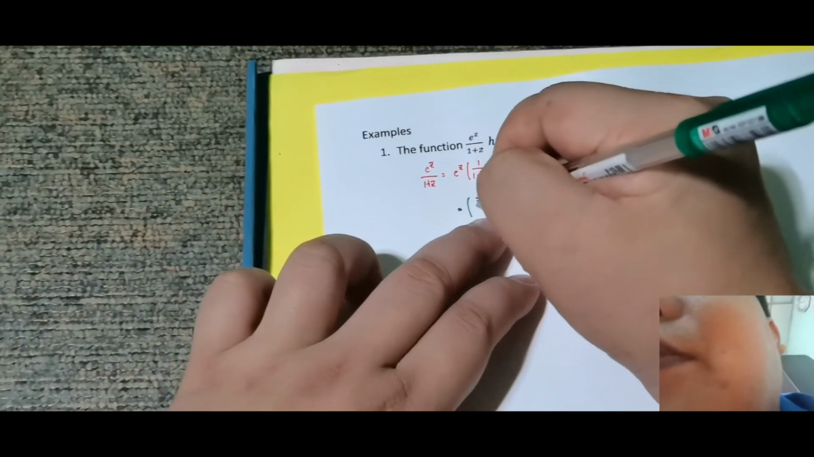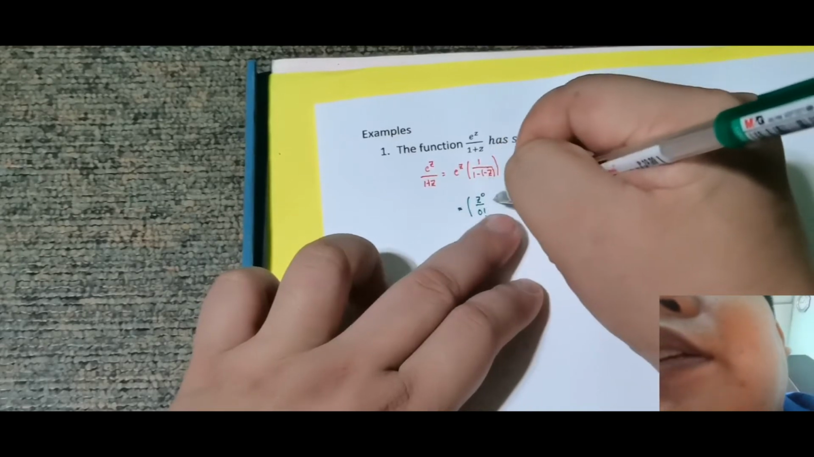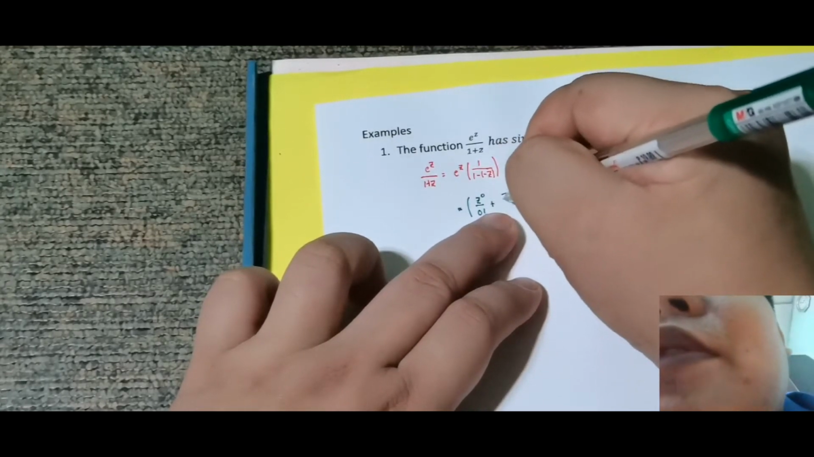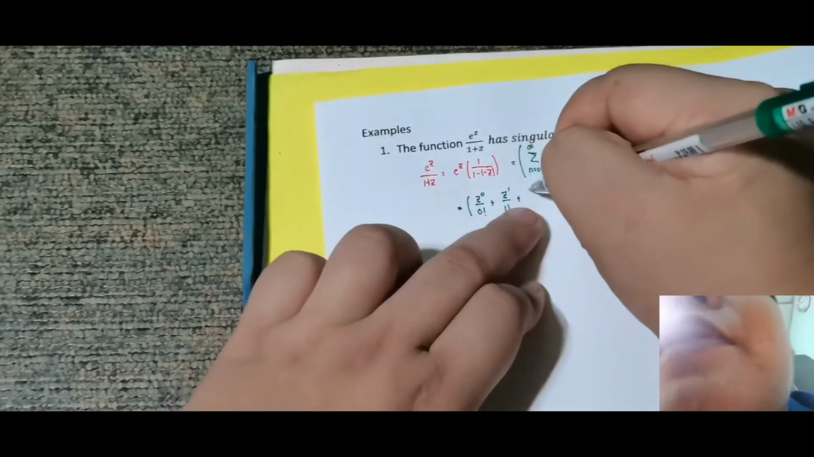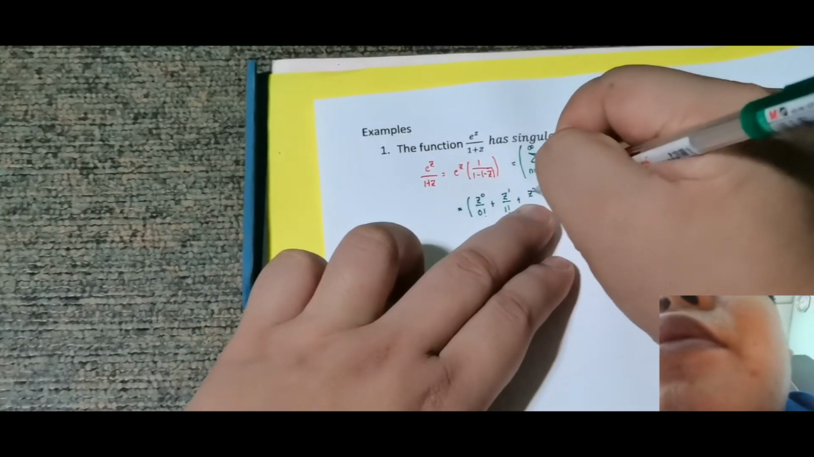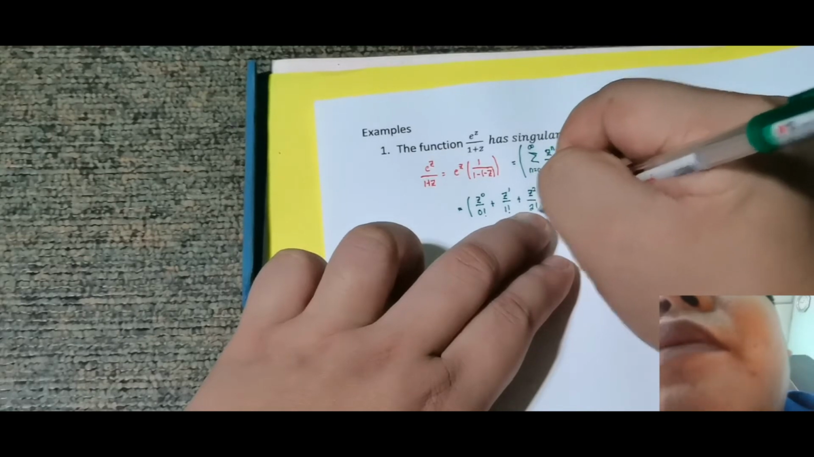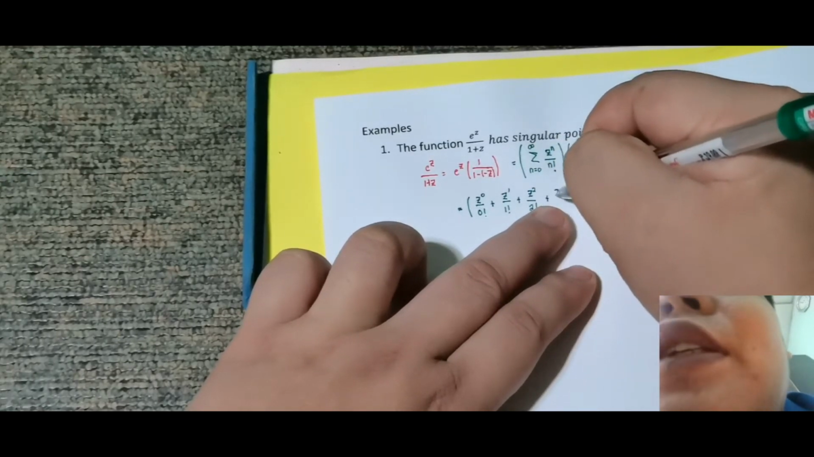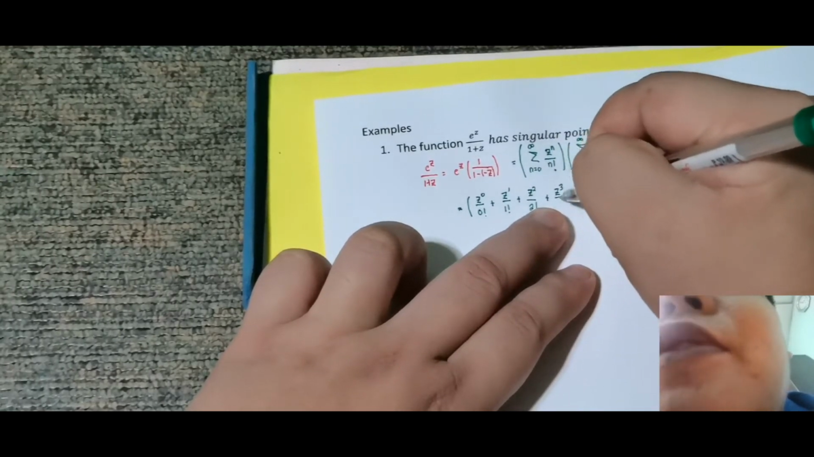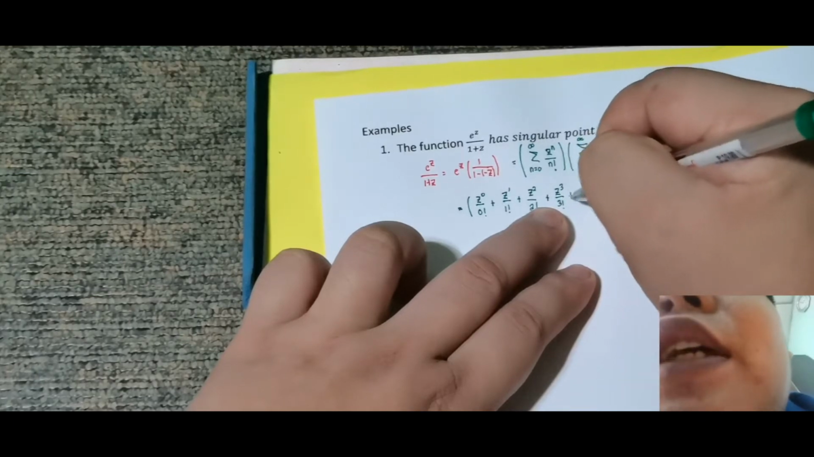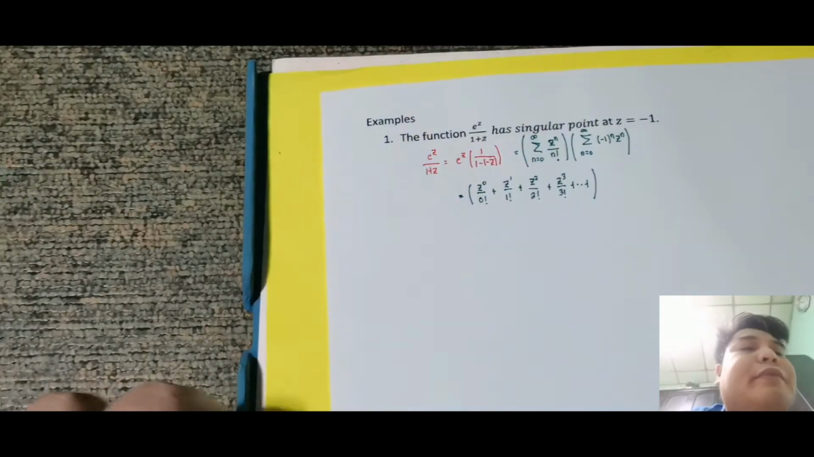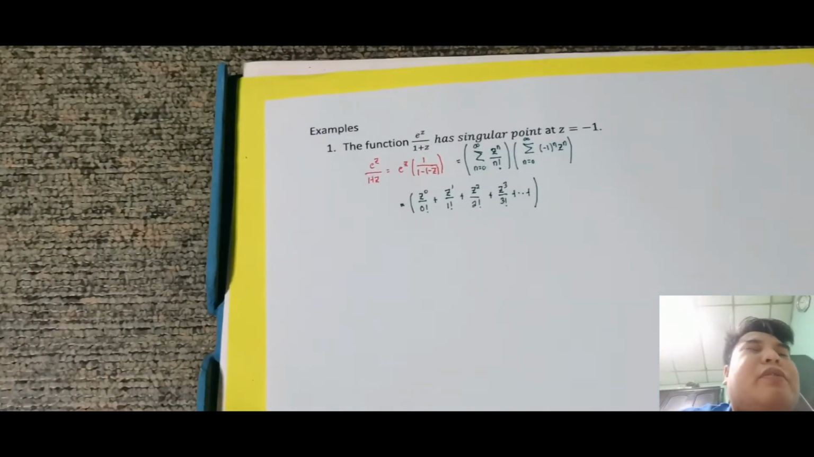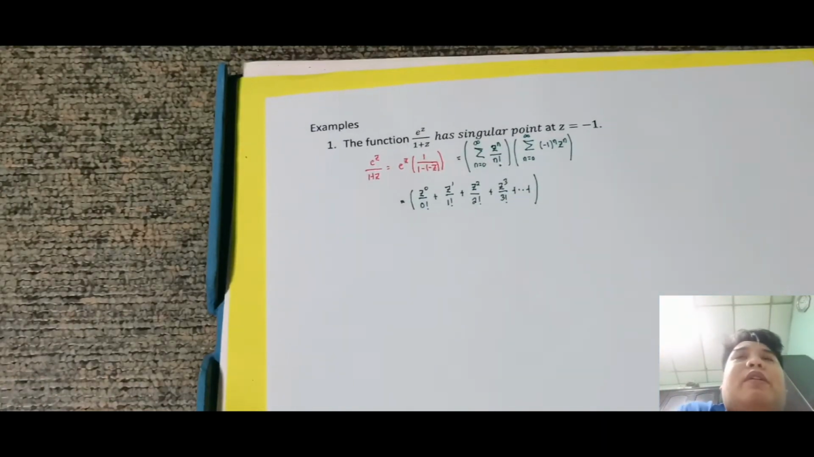z raised to 0 over 0 factorial plus z raised to 1 over 1 factorial plus z raised to 2 over 2 factorial plus z raised to 3 over 3 factorial. So ito okay na sa akin dito. Enough na sa akin yung 4 kasi pag nilima ko 5 na term, multiply by 5 na term ang haba.